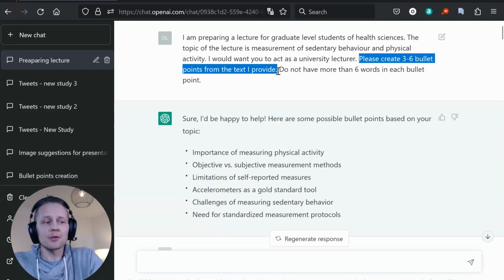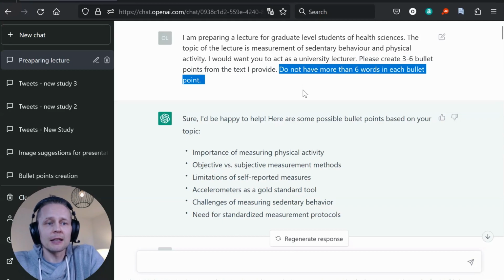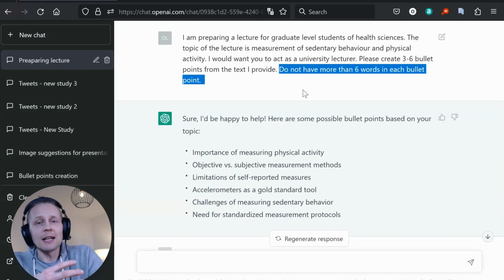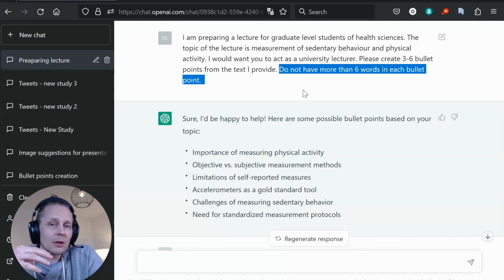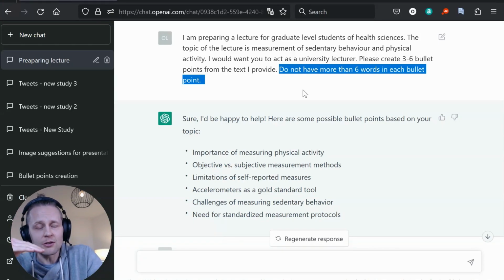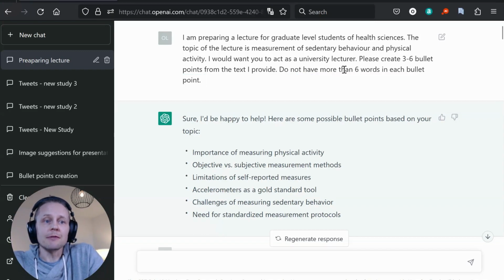Just my style of presenting, I like to have 3 to 6 bullet points on each slide. You can change the numbers. And I also say not to have more than 6 words in each bullet point. Again, I like to have very short bullet points so the students or the audience don't start reading the slides for a long time, but are actually listening to what I say, and can just see the structure there. If you'd like to have more words, you can use a different prompt.